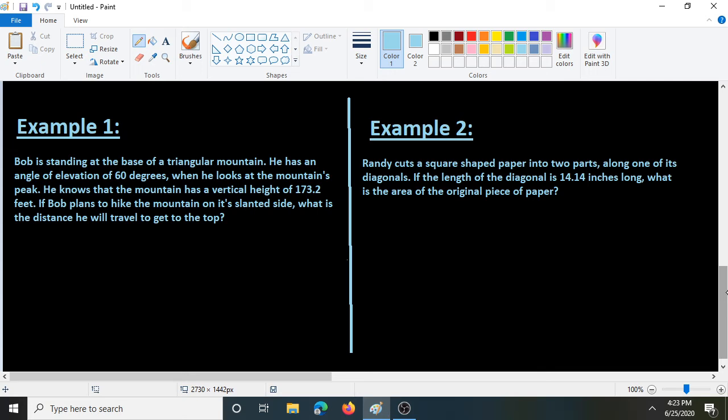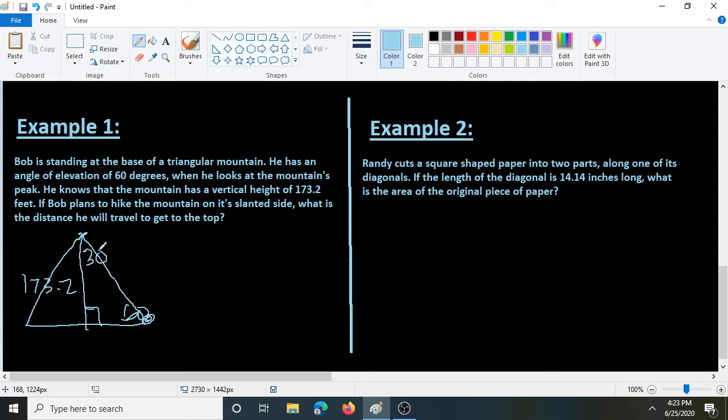It says we have a triangular mountain, so let's draw that. Its vertical height is 173.2. So when something has a vertical height, it is perpendicular to its base. So we can just draw a right angle right here. So when Bob, who's standing here, looks up to the peak, he has a 60-degree angle of elevation. That means that since 90 plus 60 is 150, the other angle must be 30 degrees.